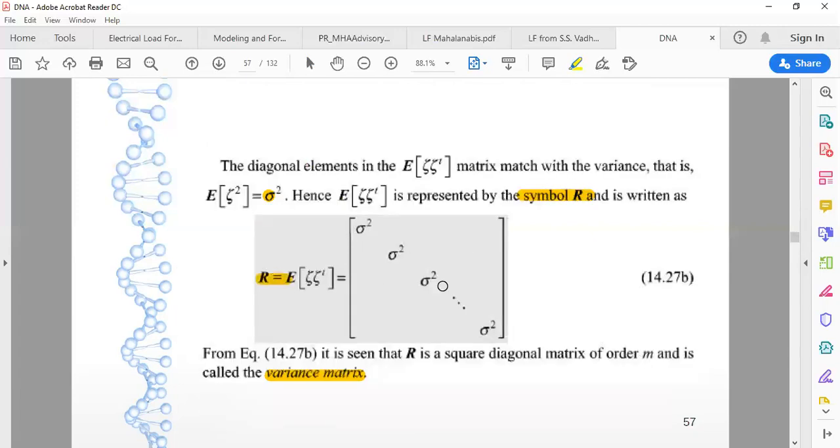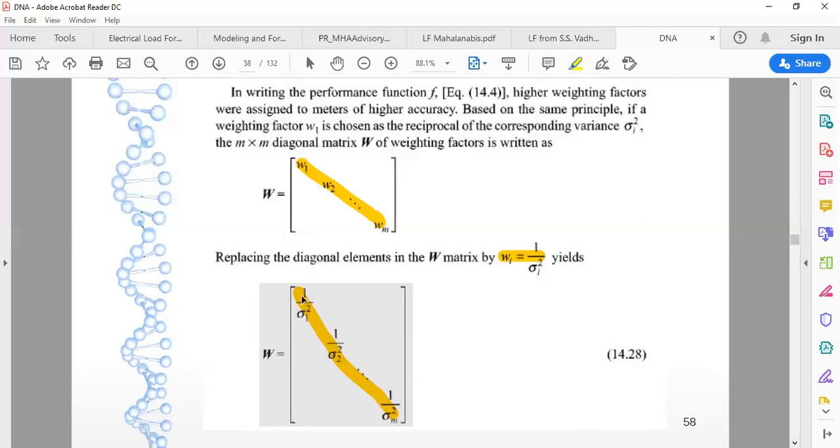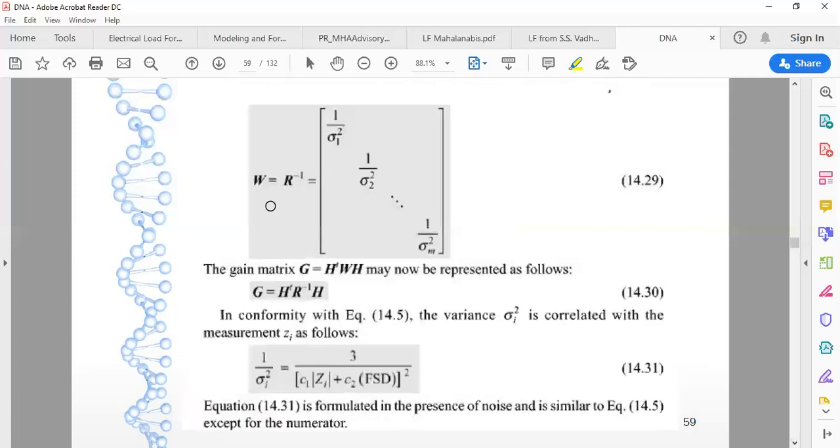This is the R matrix and these are the diagonal elements. On the contrary, it is 1 by sigma i square. So by comparing these two equations, we can easily say that W is equal to R inverse, and its elements are the diagonal elements, which is nothing but the square of standard deviation.